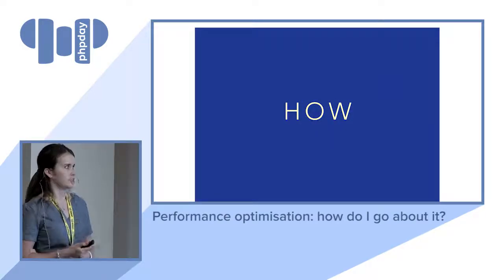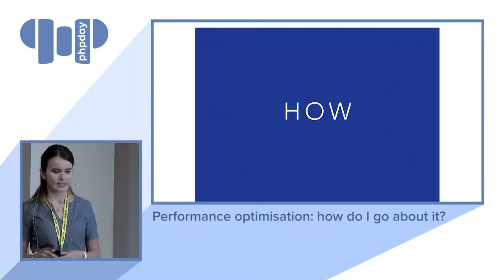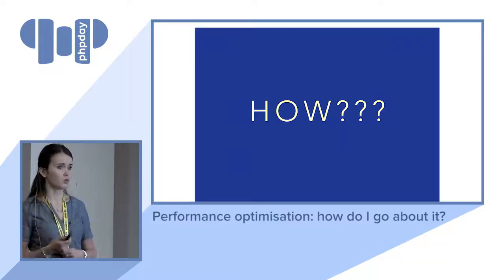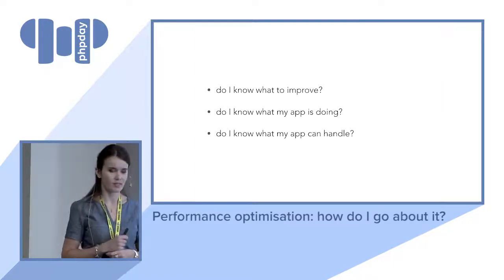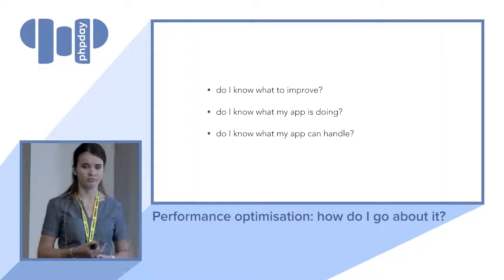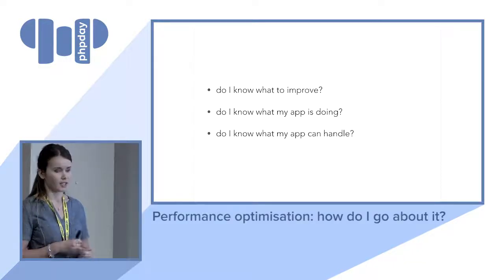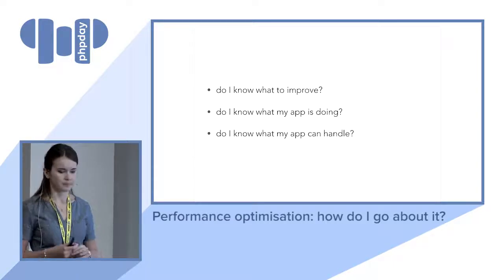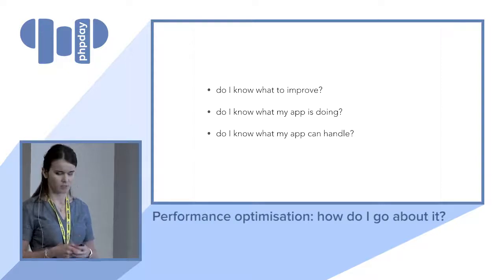So that's all well and good if you know then how to tackle that bottleneck. But the how is what most people get stuck on. And I got stuck on that as well. So how do you know what to improve? How do you find that out? How do you know how your app is doing in production? How do you gain that visibility into your app? How do you know what your app can handle in production? What are the limits?